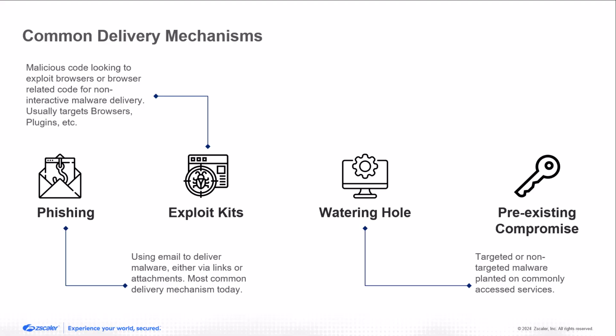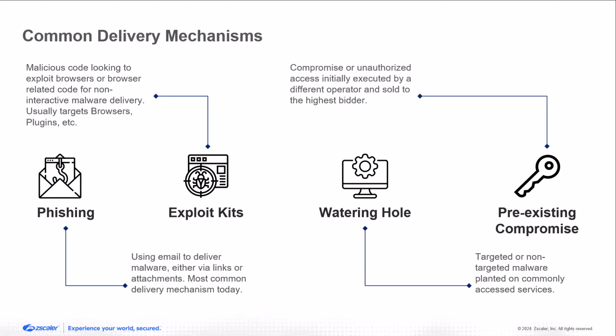The last one is pre-existing compromise. This means that compromised or unauthorized access is initially executed by a different operator and then it is sold to the highest bidder. So the attackers will compromise a device and then they will see, okay, maybe there's a different attacker who can have better use of it. So they will send this off to the other attacker.